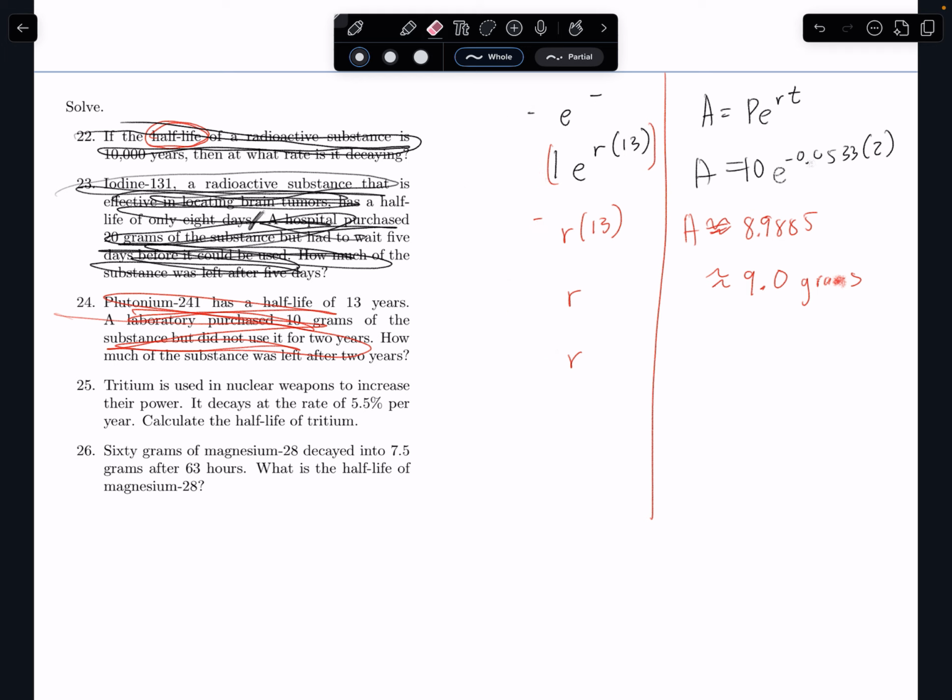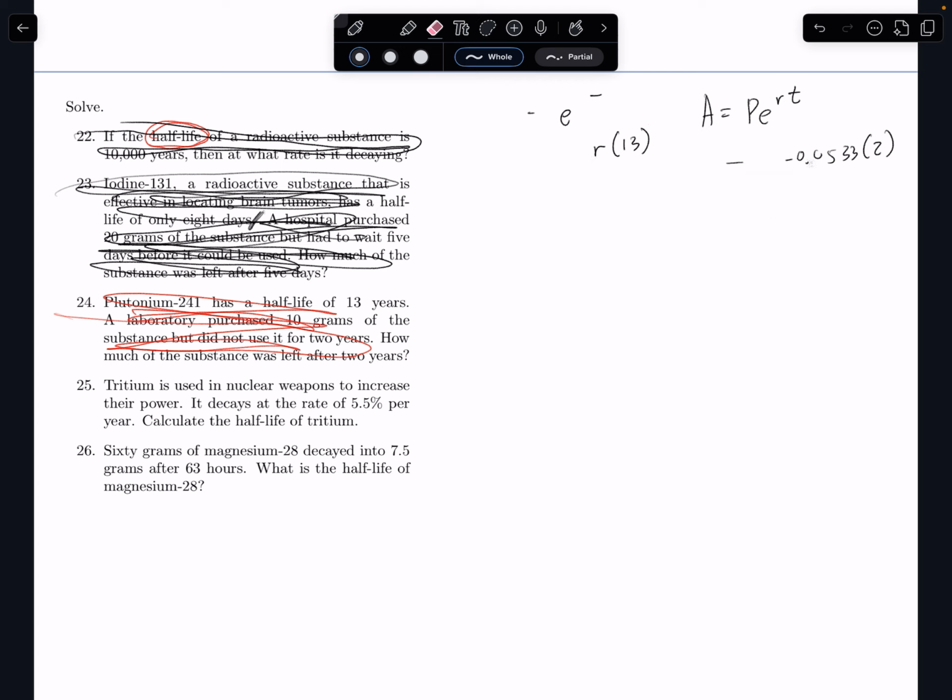Moving on to 25. Tritium is used in nuclear weapons to increase their power. Decays at, okay, this time they're giving us the rate. Decays at 5.5% per year. Calculate the half-life. Okay, sure.